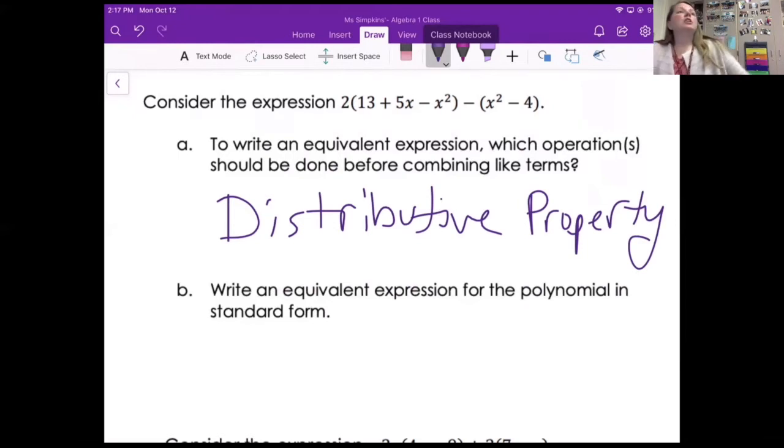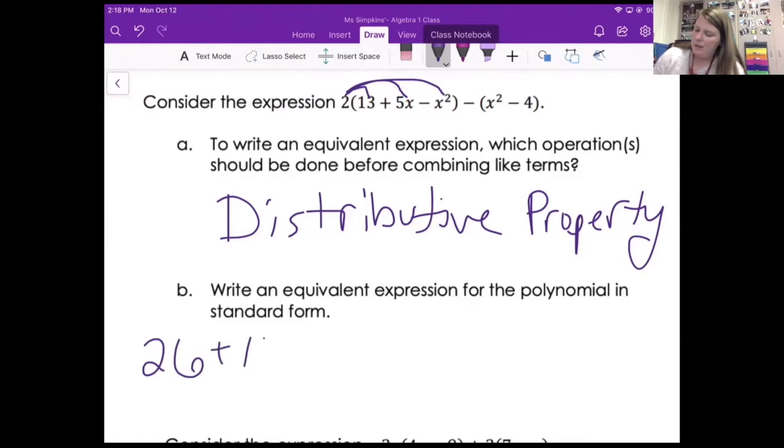So if I were to use the distributive property, I'm going to take this 2 and distribute it to all the things inside that set of parentheses. So 2 times 13 would be 26. 2 times 5x would be 10x, and 2 times minus x squared would be minus 2x squared.